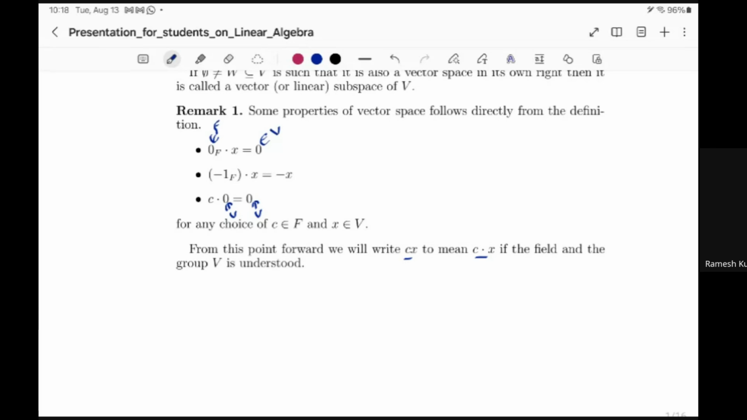Sir, how to prove remark point first, please? Sorry, can you repeat that? How to prove remark point first? The first one is 0 times x is 0. Yes, sir. Yes.